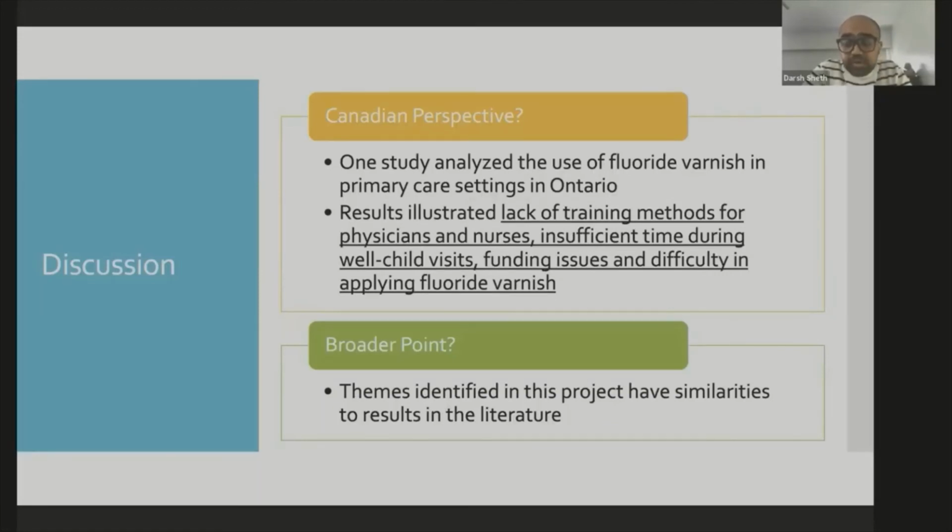So there is some broader overlap between what I found and what is in the literature. The all-encompassing point was that the themes identified in my project also have similarities to results in the literature, whether that be the appointment time slots, the lack of training methods, the storage, and the funding issues.